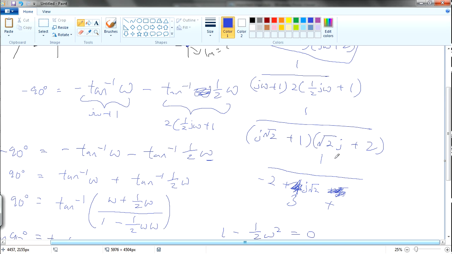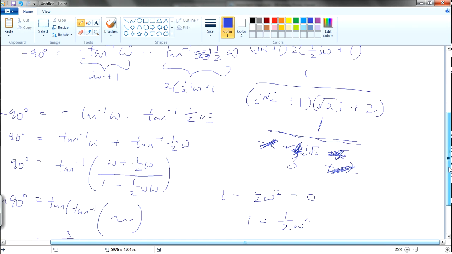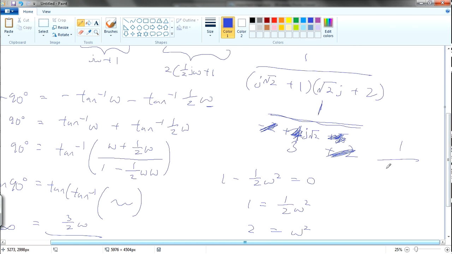Plus, what do we have? 1 times 2, 2. So in the end you can see that 1 divided by minus 2 plus 3j square root 2 plus 2. As you can see, the real axis is 0. So what I can do now is to evaluate what this value is.